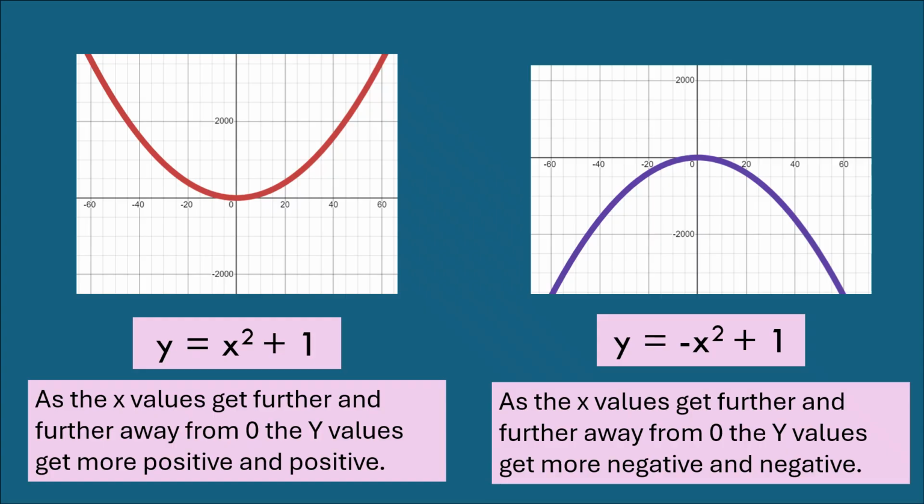All right. So we have y equals x squared plus 1 in red and y equals negative x squared plus 1 in purple. All right. So as the x values get further and further away from 0, the y values get more and more positive. And for purple, as the x values get further and further away from 0, the y values get more negative. Okay? All right. What about these?